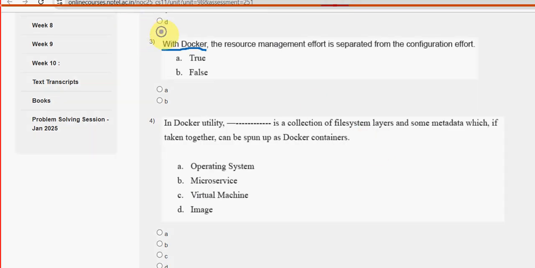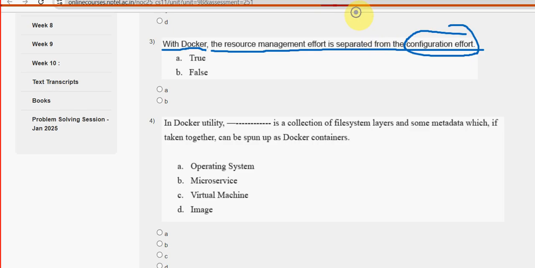With Docker, the resource management effort is separated from the configuration effort. So in the lectures they have mentioned configuration effort is separated from resource management. So separation is anyway the same thing, right? So with that perspective, we are going with option A, true.